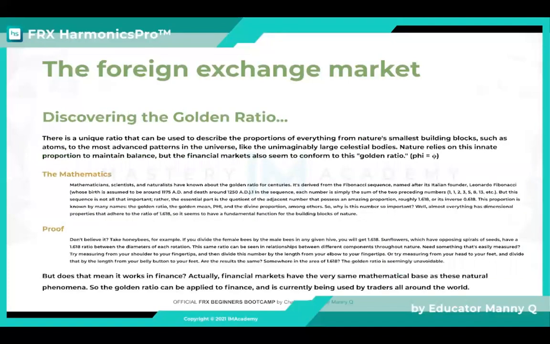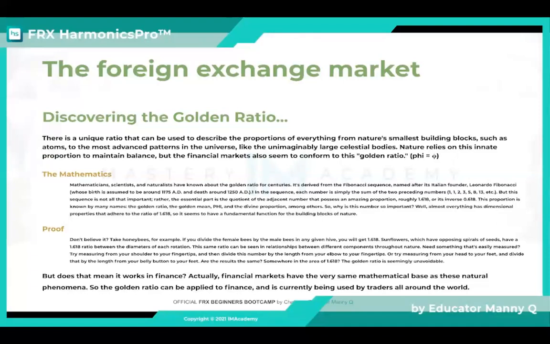So let's dive a little bit deeper before we go into the Fibonacci tool, and then let's talk about what makes the Fibonacci tool so unique. And what makes it unique is something known as the golden ratio. So let's talk about this, right?